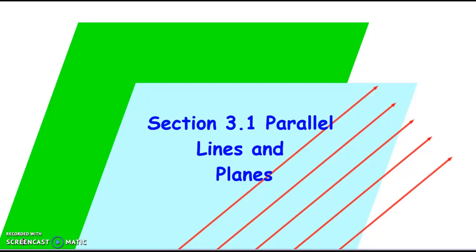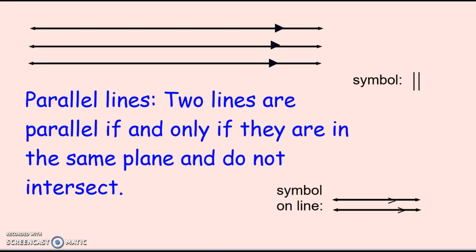Section 3.1 is made up of a lot of definitions and information about parallel lines and planes, and also lines that are cut by transversals. Two lines are parallel if and only if they are in the same plane and they do not intersect. The symbol for parallel lines is two straight up lines, and the symbols on the lines look like two little arrows embedded on the lines. These little arrows show that those two lines are parallel.